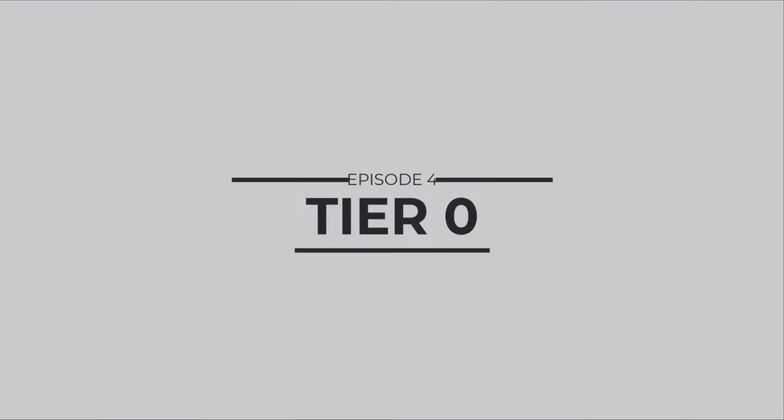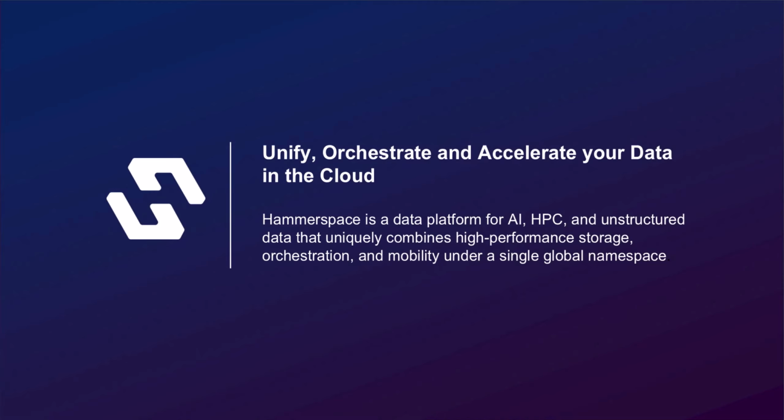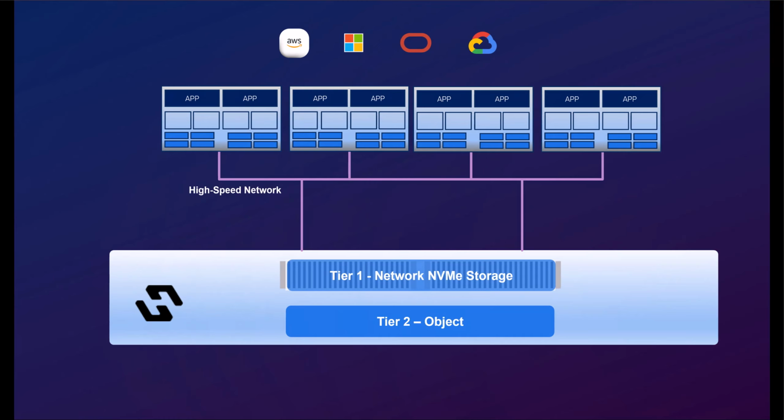Today we are talking about Tier 0, but first, as a refresher, Hammerspace is a data platform for AI, HPC, and unstructured data that uniquely combines high-performance storage, orchestration, and mobility under a single global namespace. As we have seen from previous videos, Hammerspace uses a policy-driven data orchestration engine that can automatically move data between different storage tiers based on cost, performance, and usage policies.